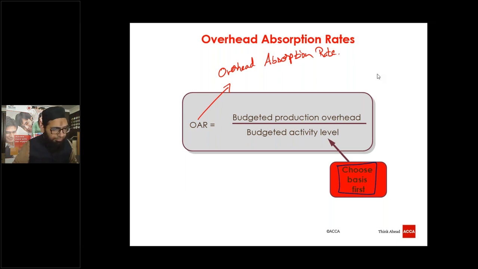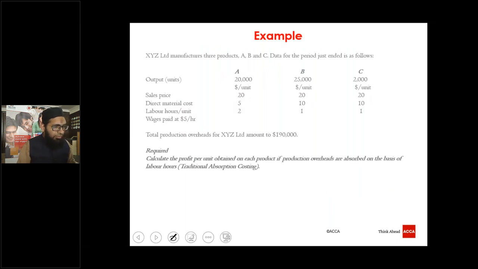So now let's move on. So let's see an example for that. Now, XYZ Limited manufactured 3 products A, B, and C. Data for the period just ended as follows. So we have 20,000 units for A, 25,000 units for B, and 2,000 units for C. Sales price is $20 each. We have been provided with the material cost and labor hour per unit. The total production overhead for XYZ Limited amounts to 190,000. And now in this we have to calculate the profit per unit obtained on each product.